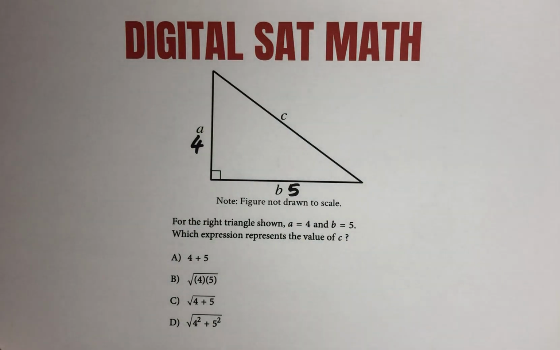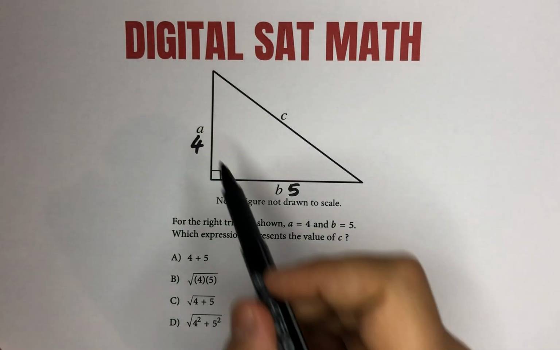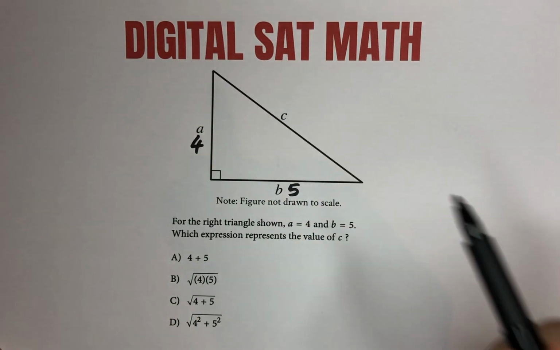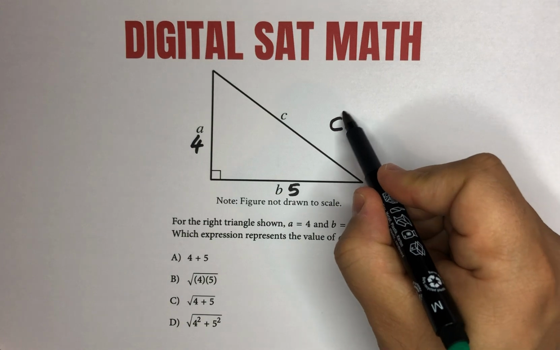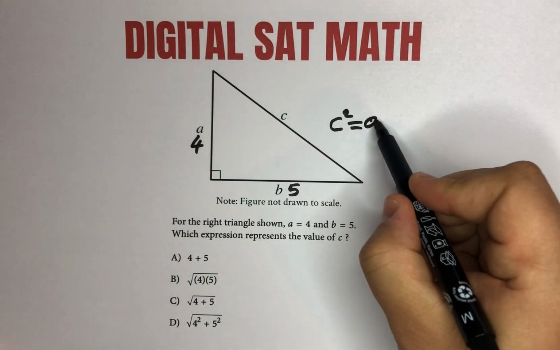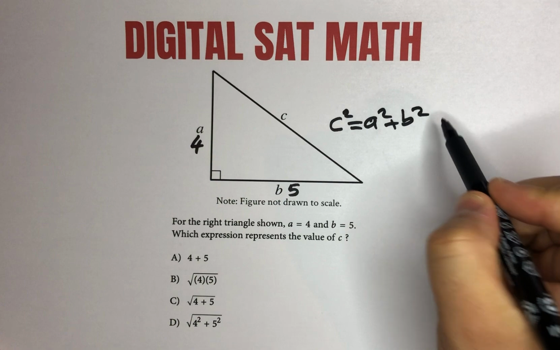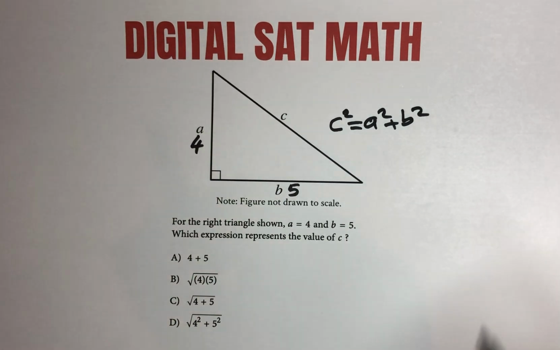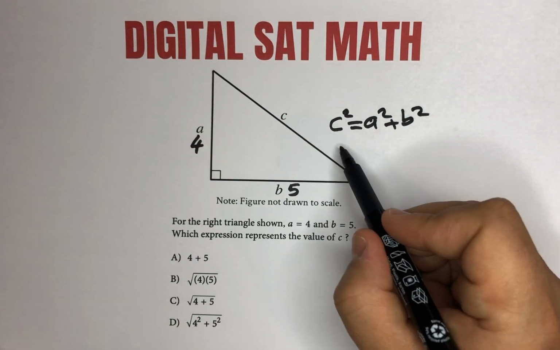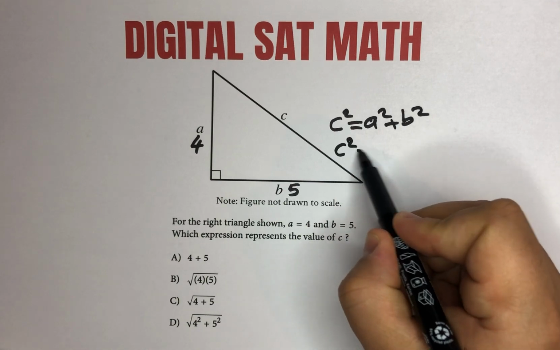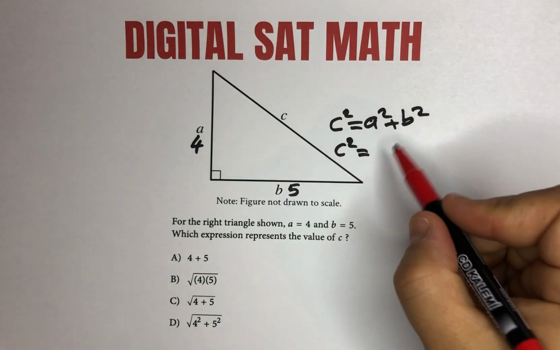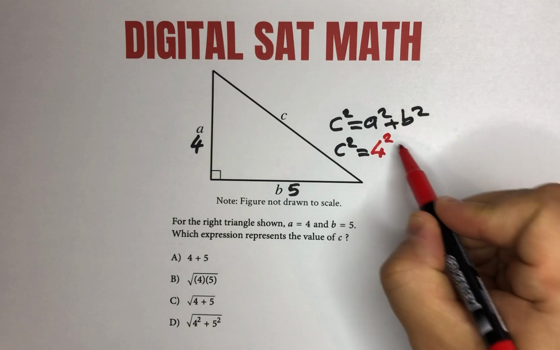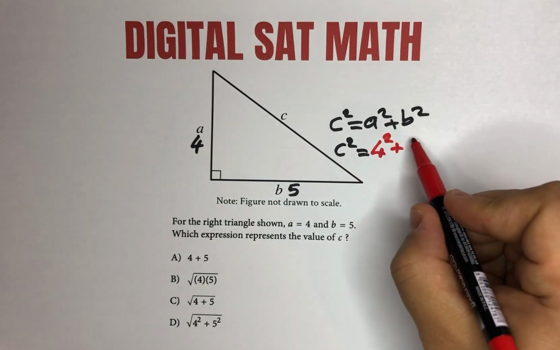So based on the Pythagorean theorem, the formula to get the C is C squared is equal to A squared plus B squared. So in this case, C squared will be, if you just go ahead and substitute the given values, for A, you've been given 4, then it's going to be 4 squared plus 5 squared.